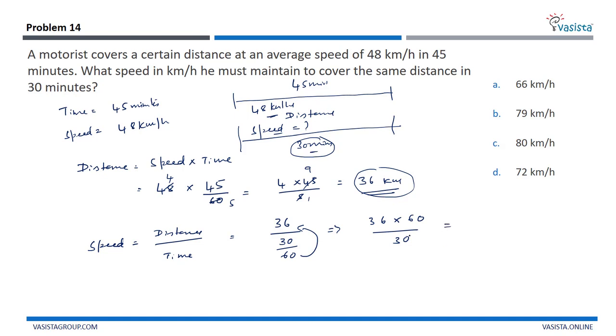Now the zeros I'll cancel. 3 1s are 3, 3 2s are 6, so 36 2s are 72 km per hour. You should increase the speed to 72 km per hour, then you can cover that 36 km within 30 minutes. The answer here is 72 km per hour.